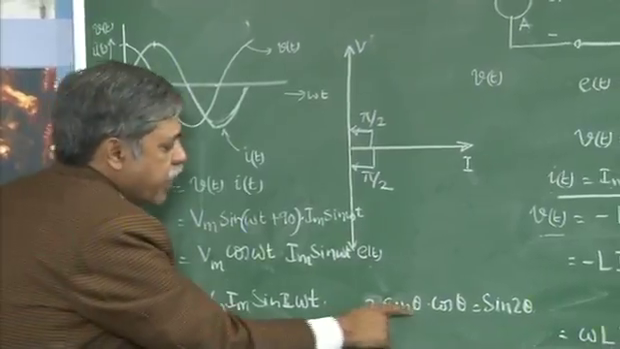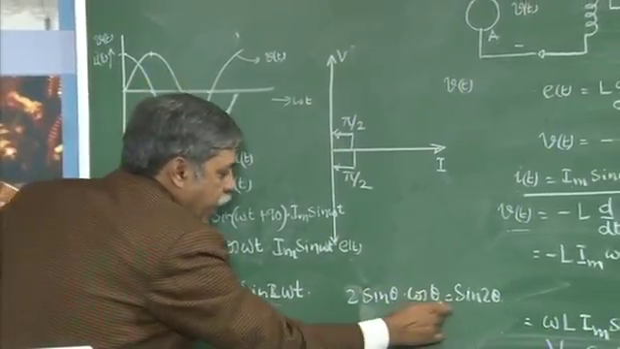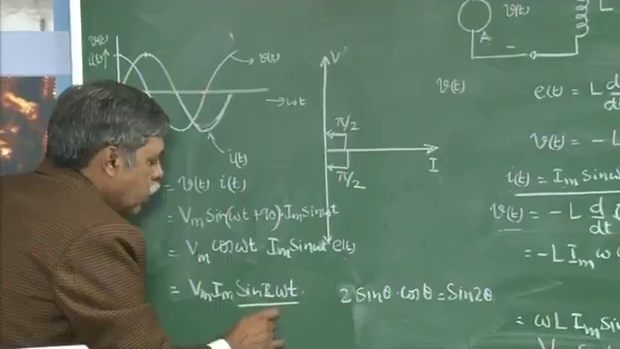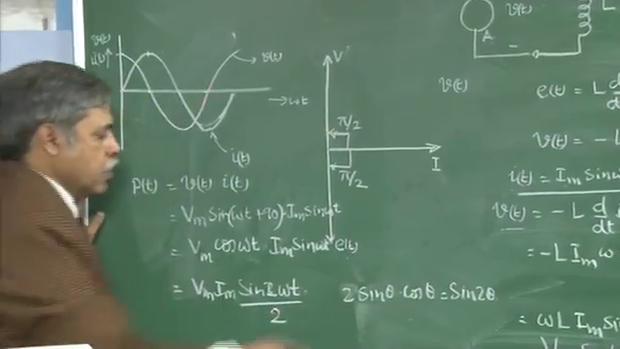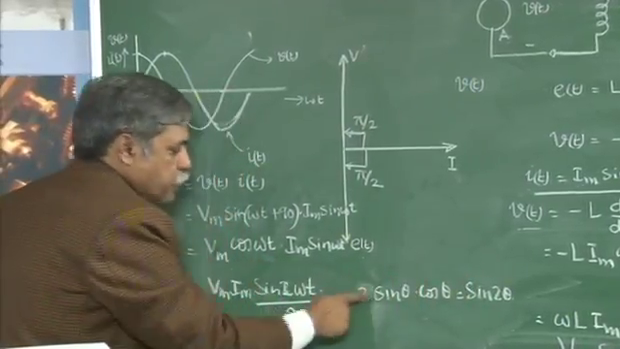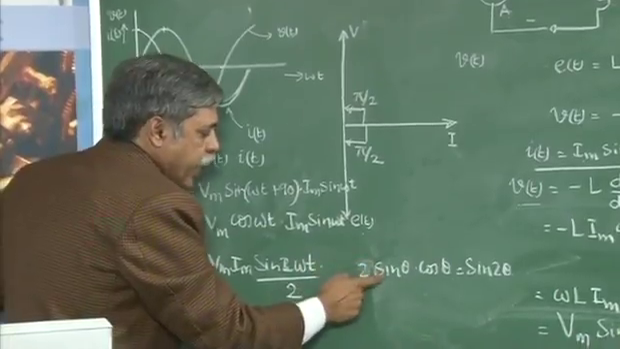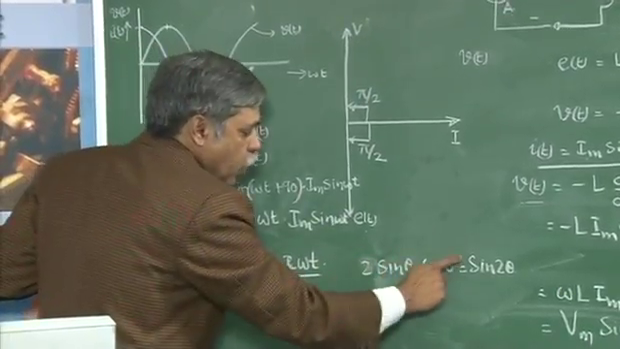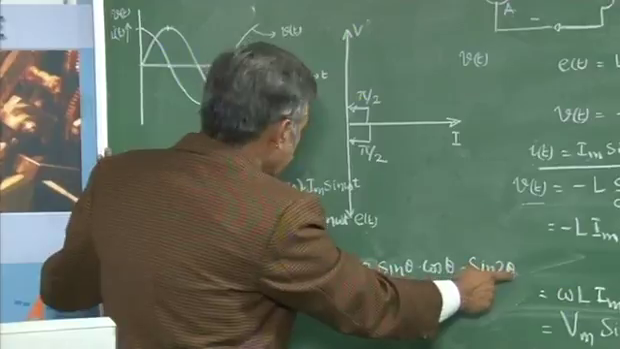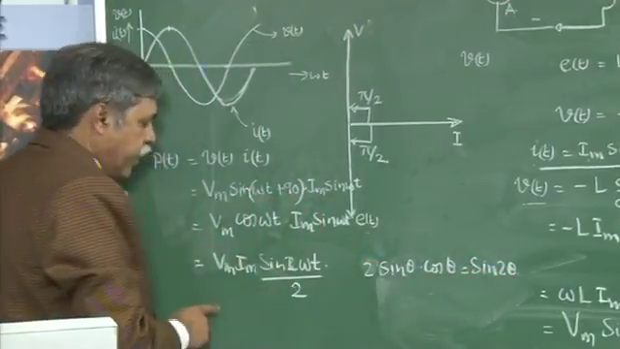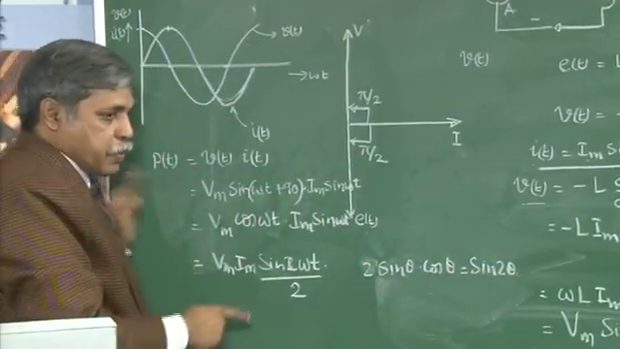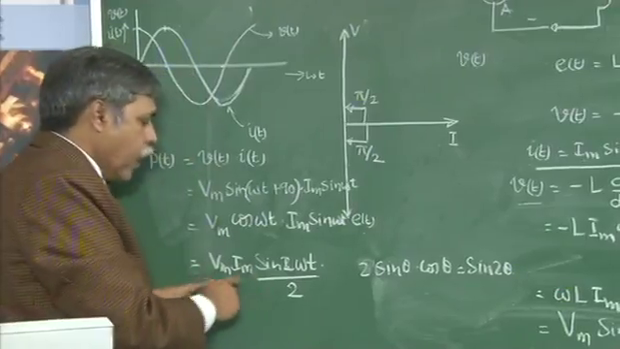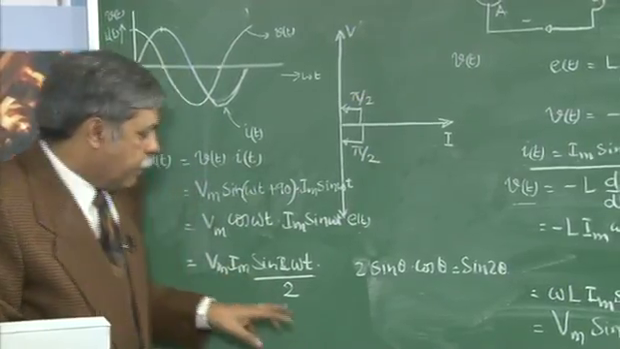So since I have sin theta and cos theta, I can write this product, without the 2, as sin theta cos theta equals 1 upon 2 sin 2 theta. Based on this identity, the instantaneous power expression can be written as 1 by 2 Vm Im sin 2 omega t.